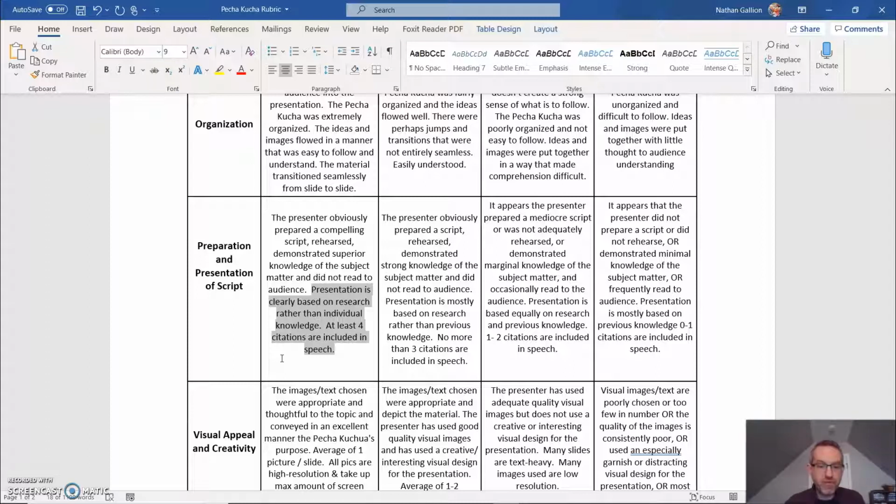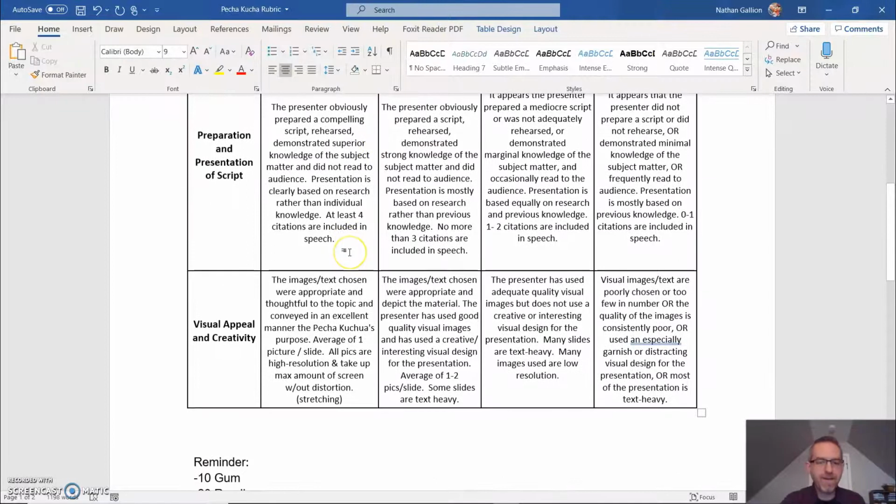One of the ways you can prove that is by including at least 4 citations in your speech. And here you can see it goes from 4 to 3 to 1 to 2 to 0 to 1. It really depends on how bad it is, okay? And the other difference is, is it mostly based on research rather than knowledge? Is it equally based on research and previous knowledge, or is it mostly based on previous knowledge? There should be a period there.